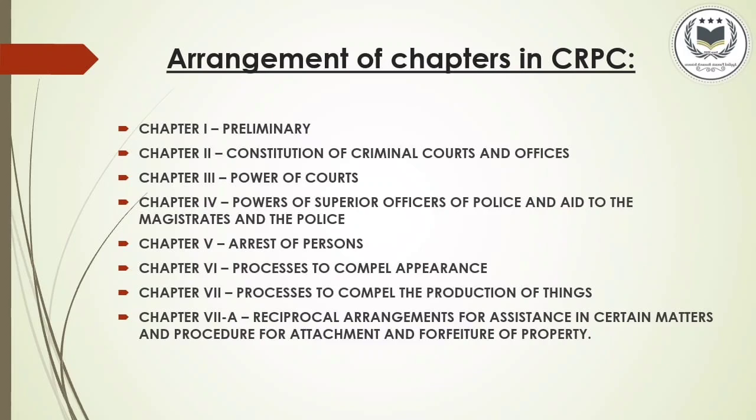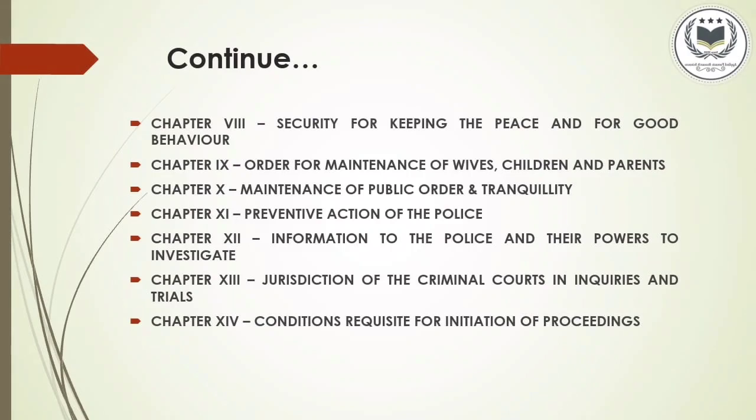Chapter 6 Processes to Compel Appearances. It has total 30 sections. Chapter 7 Processes to Compel the Production of Things. It has total 15 sections. Chapter 7a Reciprocal Arrangement for Assistance in Certain Matters and Procedure for Attachment and Forfeiture of Property. It has total 12 sections. Chapter 8 that is Security for Keeping the Peace and for Good Behavior. It has total 19 sections. Chapter 9 that is Order for Maintenance of Wives, Children and Parents. It has total 4 sections.